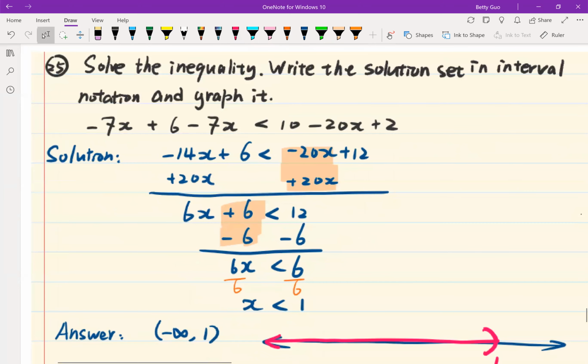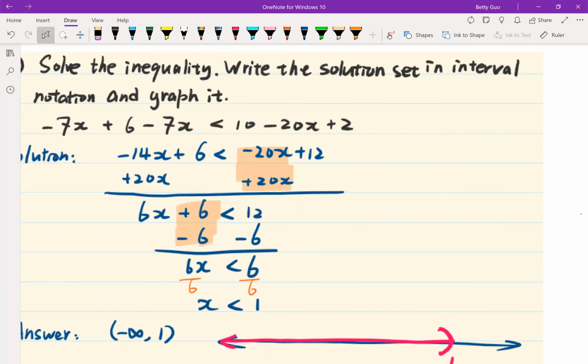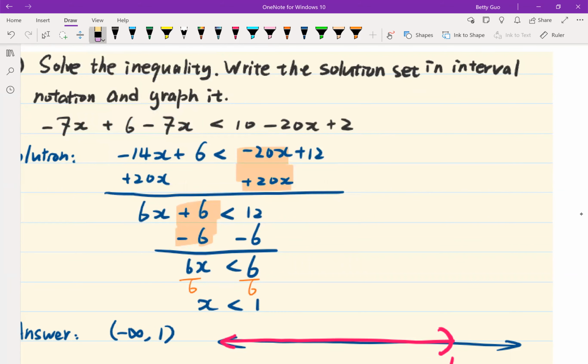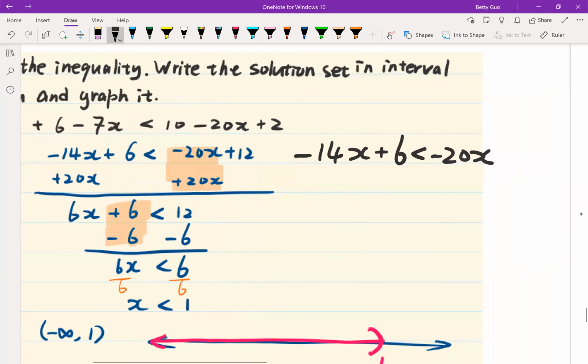See how do we solve this inequality? We can simplify the left-hand side because we see negative 7x, negative 7x. Combine like terms, we have negative 14x plus 6. Right-hand side, we simplify, we have negative 20x plus 12. 10 plus 2 is 12, right? Okay. And then, let's see. You have negative 14x plus 6 less than negative 20x plus 12.